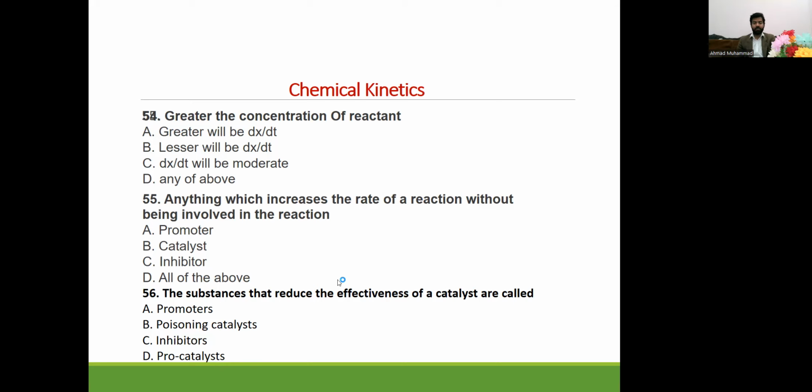The substance that reduces the effectiveness of a catalyst is called promoter, poisoning catalyst, inhibitor, pro-catalyst. Actually, the right option is C, poisoning, the substance that reduces the effectiveness of the catalyst. If we talk about the reduction of the rate of reaction, the right option is inhibitor. If we talk about the effectiveness of the catalyst, the right option is B, poisoning of the catalyst. A catalyst may be poisoned, and then it is not effective, though it actively participates in the reaction. So that also reduces the rate of reaction, and poisoning of the catalyst also reduces the effectiveness of the catalyst. So the right option is B.